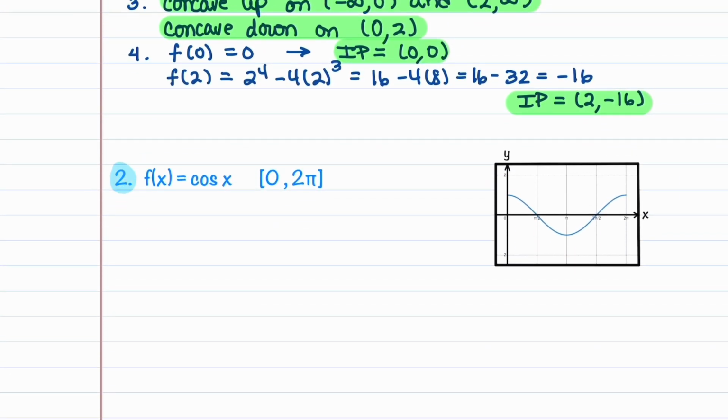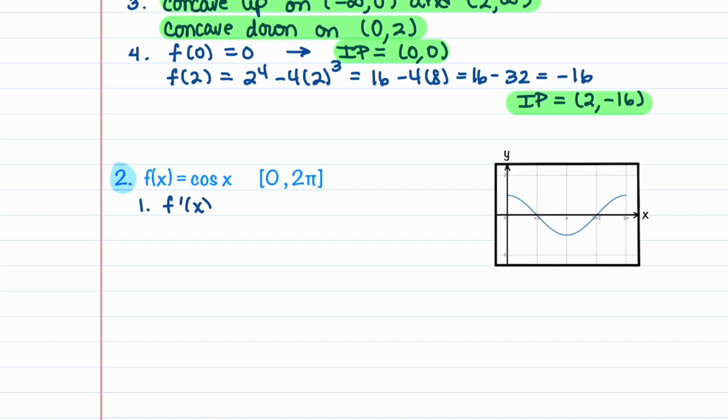Let's now look at our second example. I wanted to do a trig one for this example. We are given the function f of x is equal to cosine x, and we are given the region from 0 to 2 pi. Our first step is to find the second derivative.